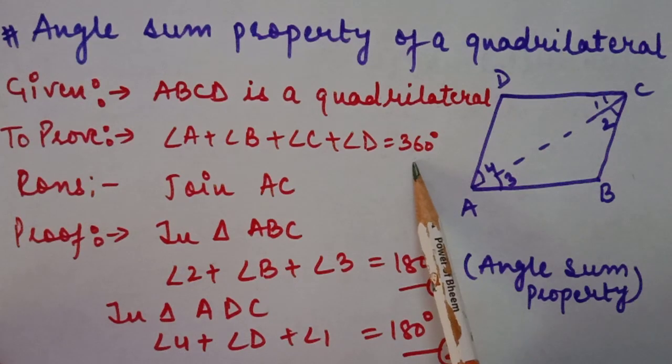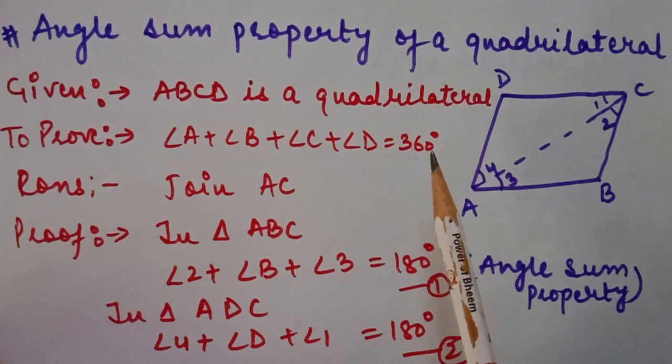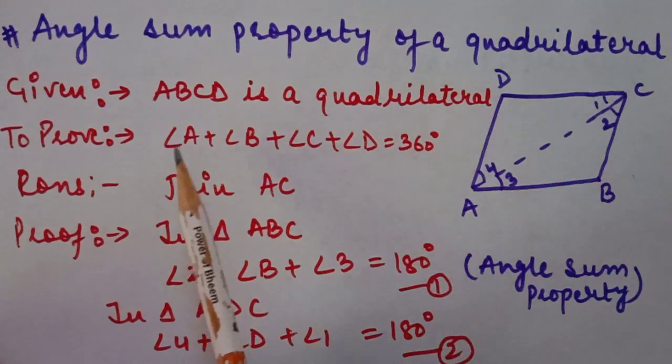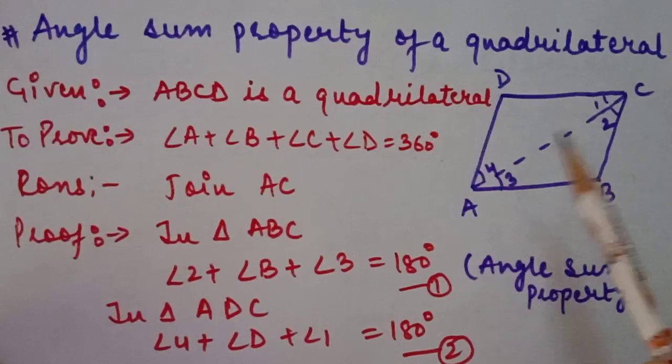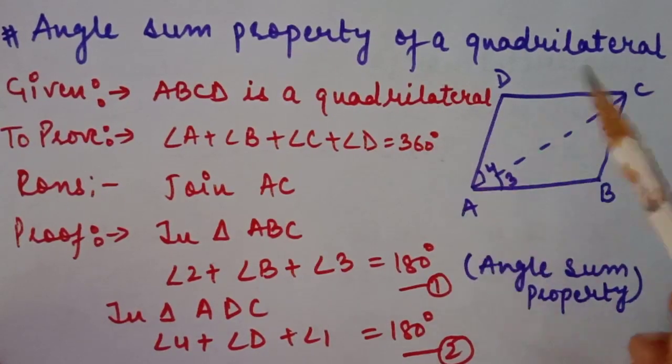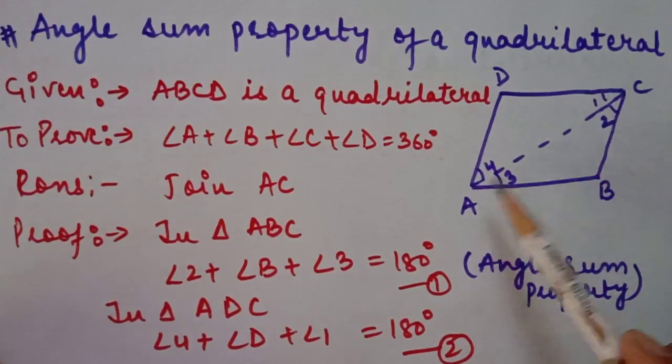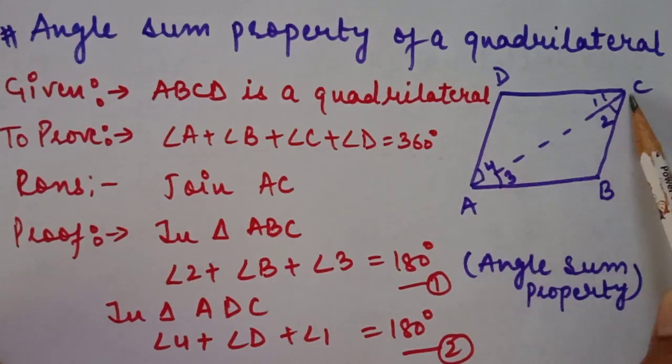Like the angle sum property of a triangle was angle A plus angle B plus angle C is equal to 180 degrees, so this is a quadrilateral. So the sum of all 4 angles is 360 degrees. So we will do a construction. We will join AC. We will draw a diagonal, join AC.